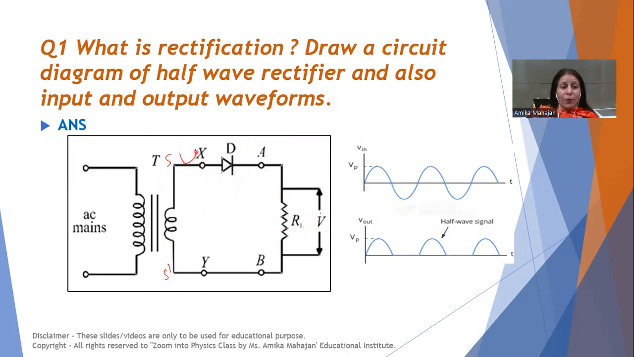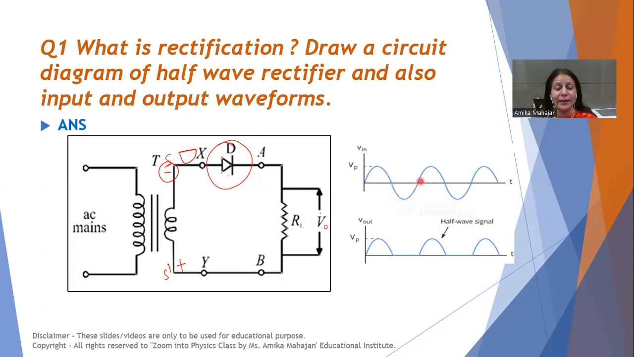on upper end of secondary, it becomes negative and lower end becomes positive. Now this P is given negative. So forward biasing is not favored. This diode will not conduct. So no current will flow through this circuit and no output. That means this diode conducts when forward biased. So when positive cycle is given to diode, only then it conducts and we get output waveform.